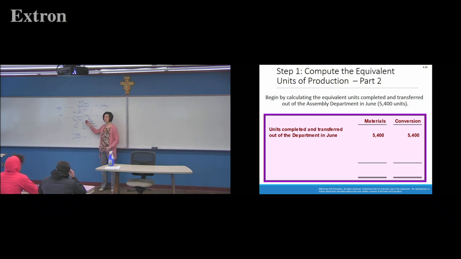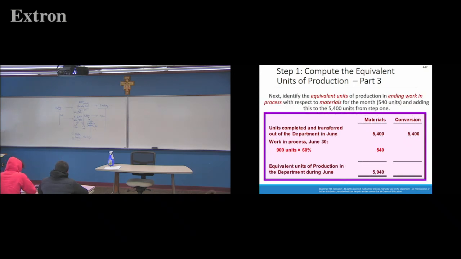Now, if they're completed and transferred out, they're done, 100% complete. Look what I wrote here. They're completed in terms of materials, labor, and overhead. So 5,400 units completed in terms of materials, 5,400 units completed in terms of conversion costs. Remember, my direct labor and my manufacturing overhead are what give me my conversion costs. We're just lumping them together, okay? So that's given, right? That's actually given in the problem. I don't have to work too hard to get that number.